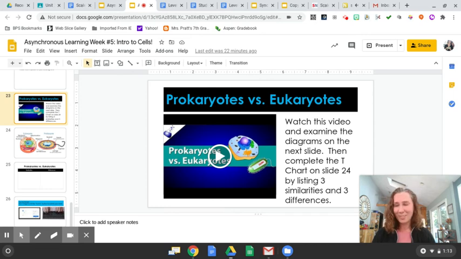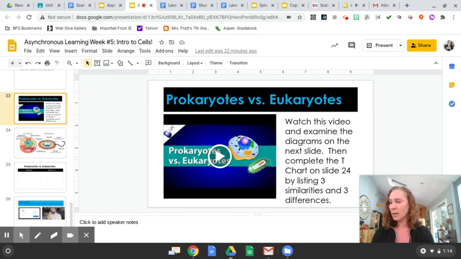Then you'll take a break. There's a little slide that says take a break. Next is a little activity called Illustrate It. Choose one part of the cell theory to illustrate, take a picture, and then put a picture on the next slide.